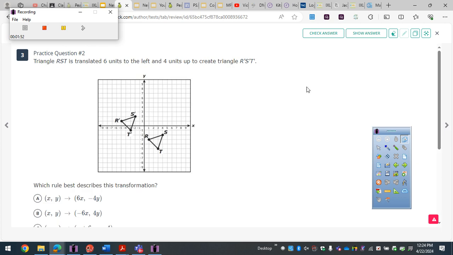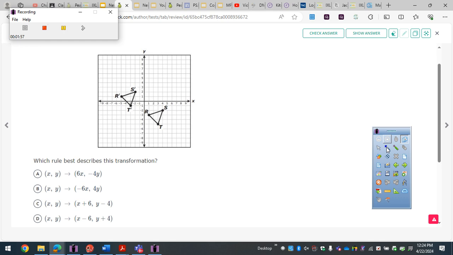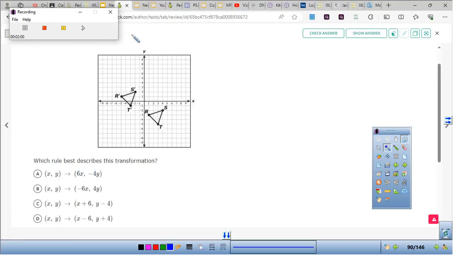Okay, so translated 6 units to the left. This is really translated. It means to add or subtract on the x-axis. I want 6 left, right? So we see 6 left. Nope, nope. These are nothing we've ever seen. Those don't ever work out like that. So 6 left. D is the correct answer.